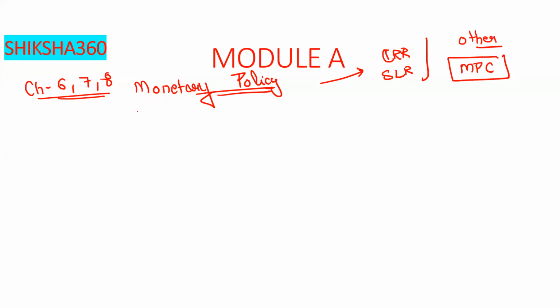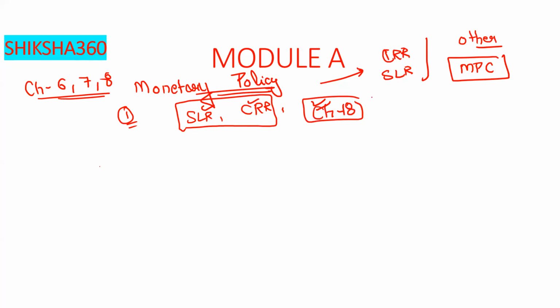As in the last year, they will ask directly one more question: what is the present SLR or CRR, repo rate, reverse repo rate. They will definitely ask these types of questions from this chapter. That is very, very important from your examination point of view. It is a 1 mark question, and there is a very rare chance of numericals on CRR and SLR.